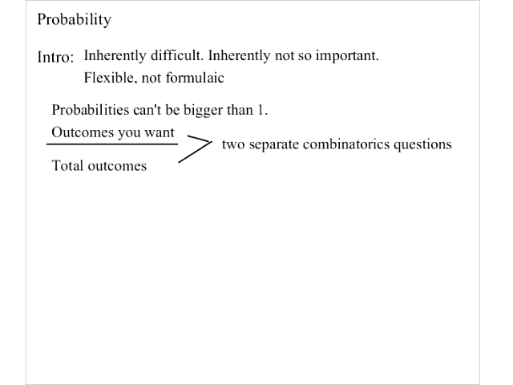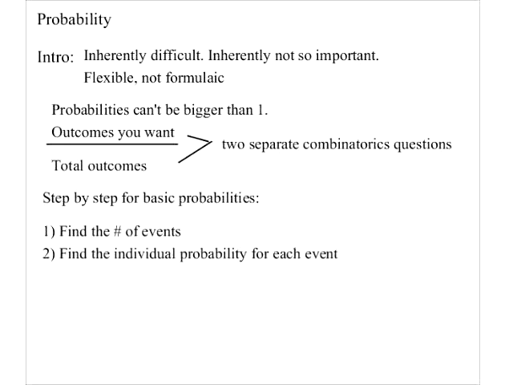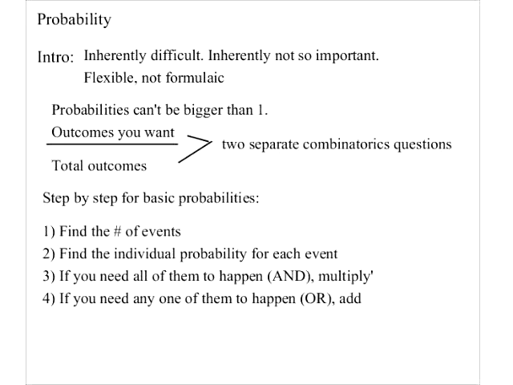Another thing to mention, and a lot of people asked about this, is my little step-by-step. This really only works for very basic probability questions, but I'll throw it out there. First, you find the number of events, the number of different things you need to have happen. Then, find the individual probability for each event. Then, if you need all of them to happen, that's an AND question, multiply. If you need any one of them to happen, that's an OR question, you add. Those are the very basic rules, but like I said, if you're not flexible, nothing's going to do it for you. Probability is always going to throw some new monkey wrench into things, so you have to be very, very flexible. But these are some good basic rules.